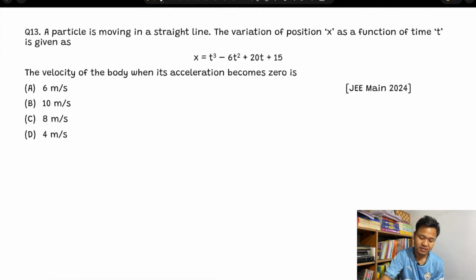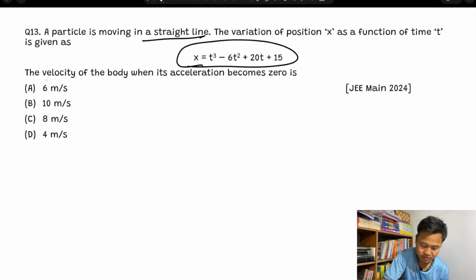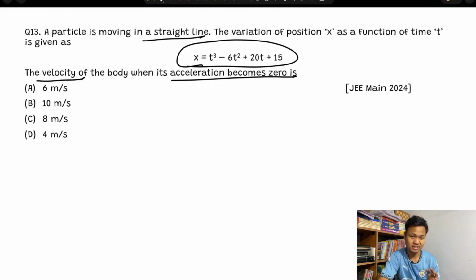So here you're given a particle moving in a straight line. The position of the particle is given. They ask you what is the velocity when the acceleration becomes 0. Now it is a slight twist, so they are asking you acceleration also.